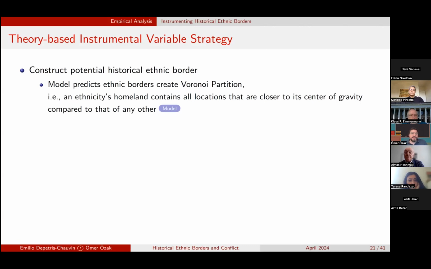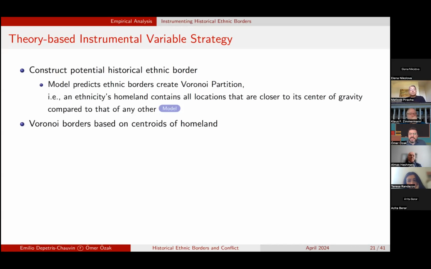So what we're going to do is the following, right? We have a model where we study where borders should be located when ethnic groups are deciding where to locate, and then have to fight to control a certain area. And what we find is that ethnic borders should create what's known as a Voronoi partition, right? A Voronoi partition of the continent means that, given the center of gravity of an ethnic group, every area that's closest to it should belong to them.